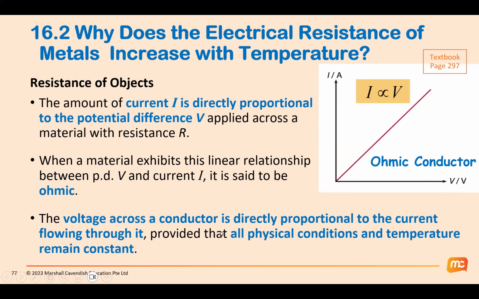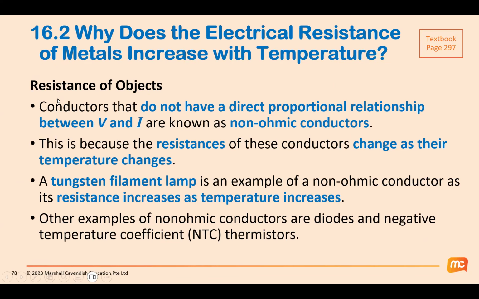The voltage across a conductor is directly proportional to the current flowing through it, provided that all the physical conditions, such as temperature, remain constant. But not everything has this directly proportional relationship. Some items do not have this relationship. We call them non-ohmic conductors, because the resistance changes as current flows through them and the temperature changes.